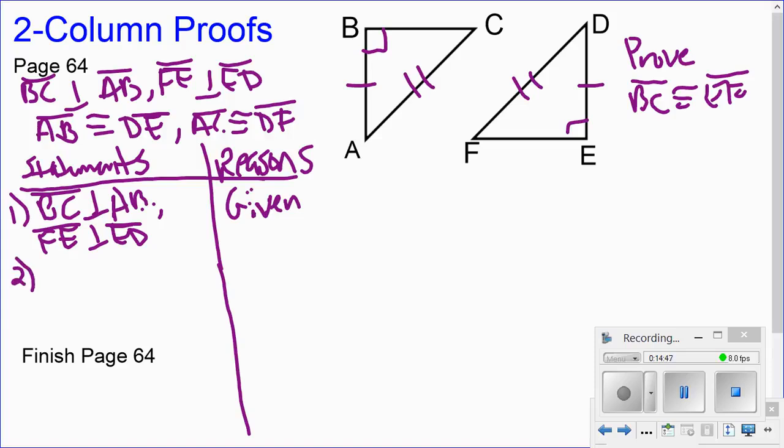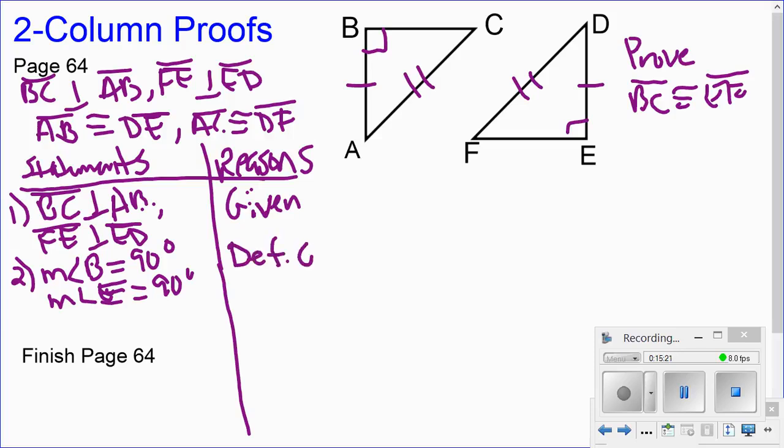We know, like we did in that other two-column proof, that when we have perpendicular lines or line segments in this case, that means the angles created there measure 90 degrees. So I'm going to say the measure of, here I can just say angle B, I don't have to use 3 letters because it's clear which one we're talking about, is equal to 90 degrees. And while I'm at it, I'm going to say that the measure of angle E is 90 degrees. Our reason for that is the definition of perpendicular.